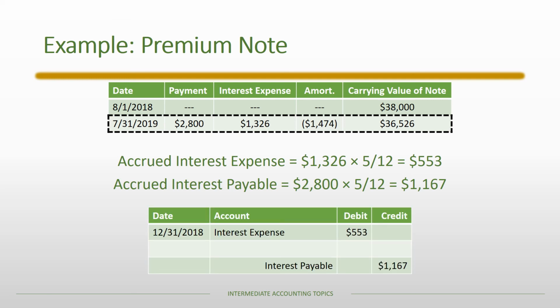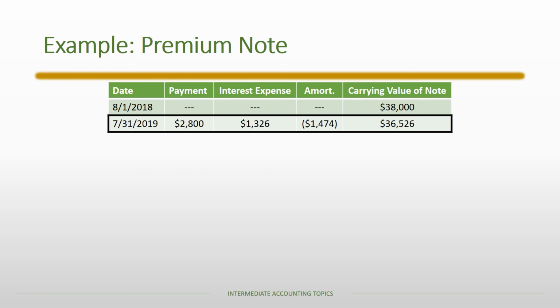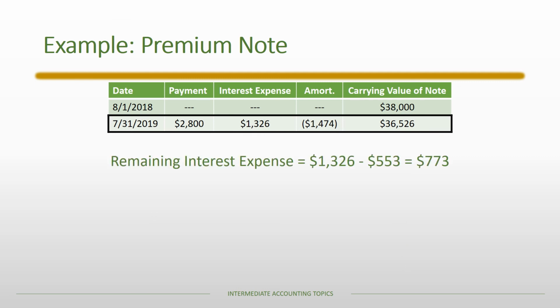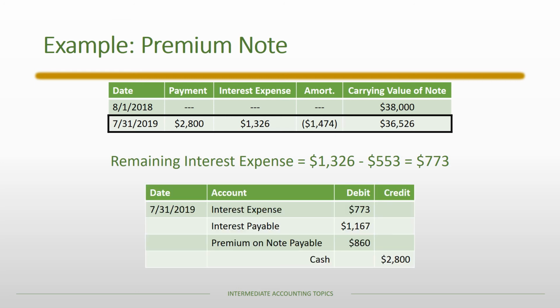And so then our entry is, of course, a debit to the interest expense and a credit to the interest payable, and amortization of the premium as the difference between the two. Then we have the subsequent payment on July 31st, 2019, and there is a remaining interest expense, which is just $773. So then our final entry, we have the interest expense, the previously accrued interest payable, the cash payment, and the difference then is the amortization of the note premium.